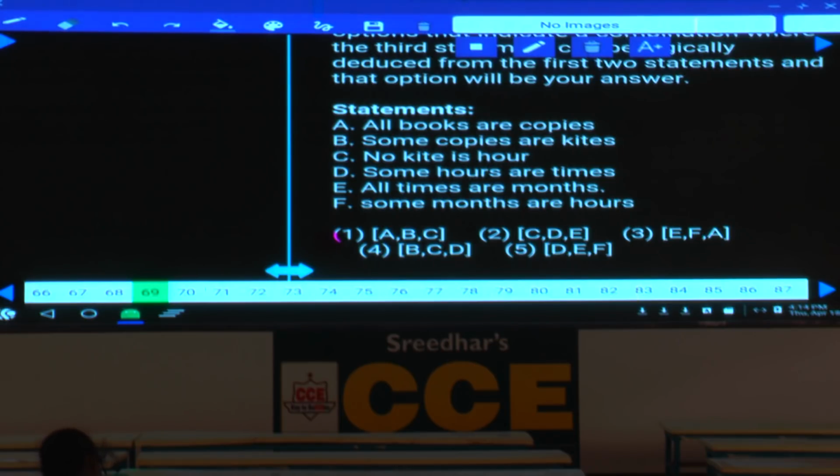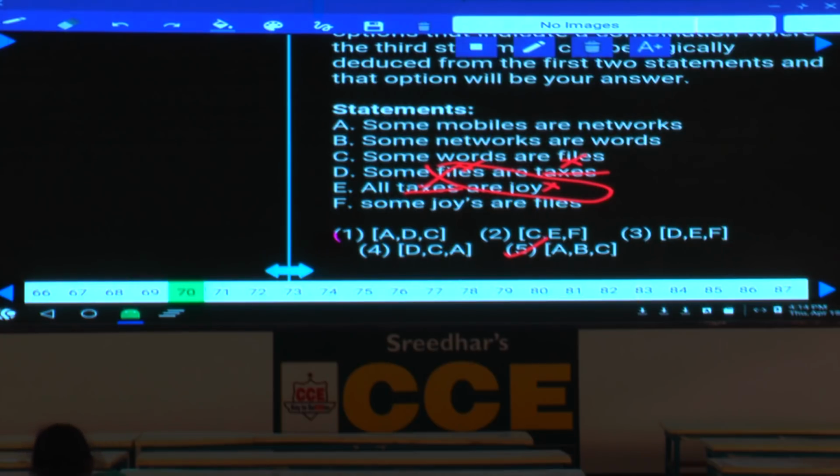Now in this D, E and F, if you observe here, some hours are times, cross and cross, this is tick and cross, middle term times is distributed. Now we are left with hour and month. Some hours are months or some months are hours, definitely true. That is choice 5. Then question number 70.